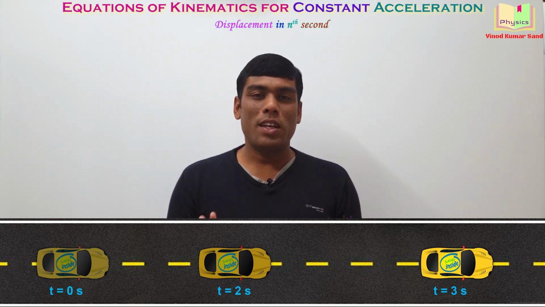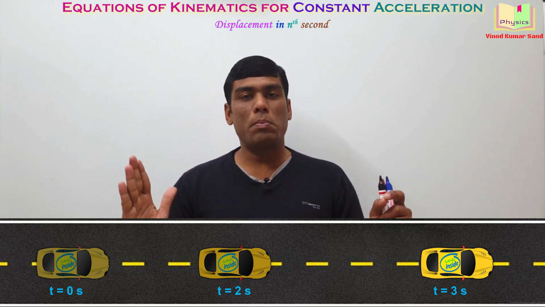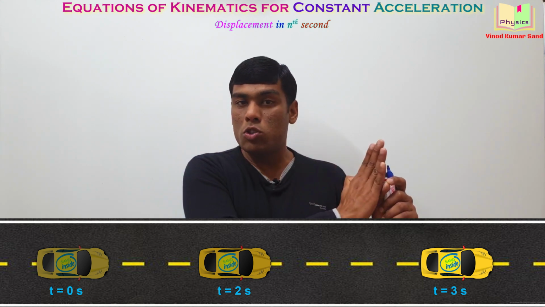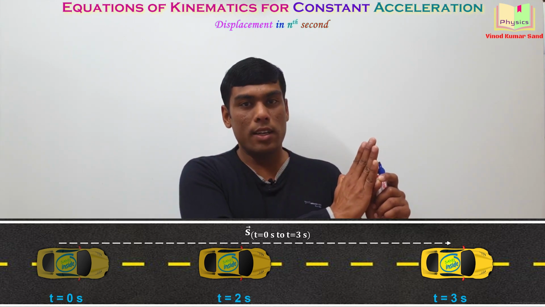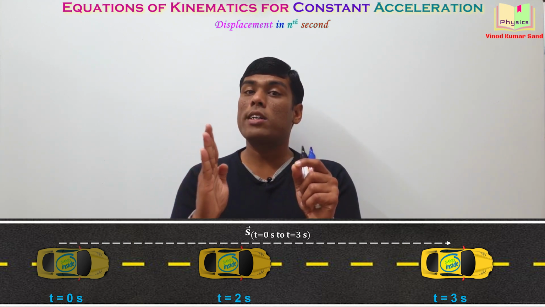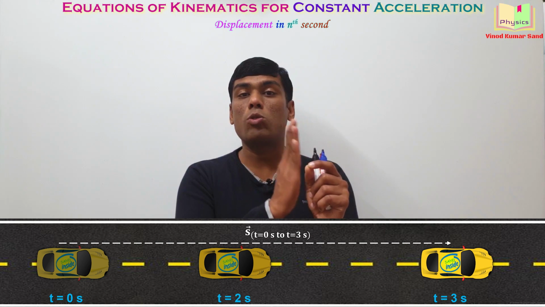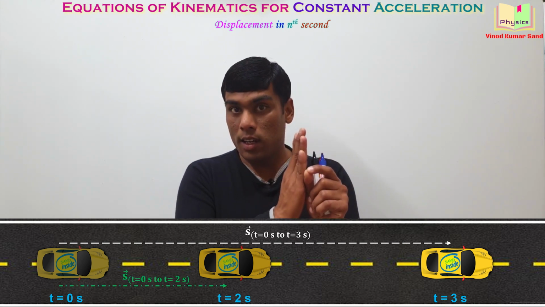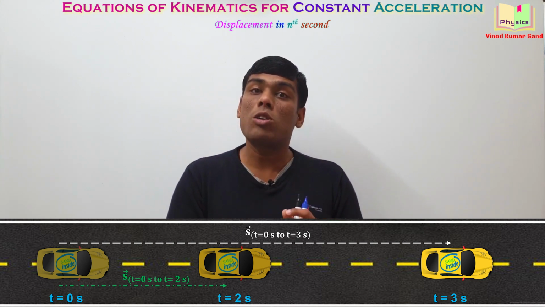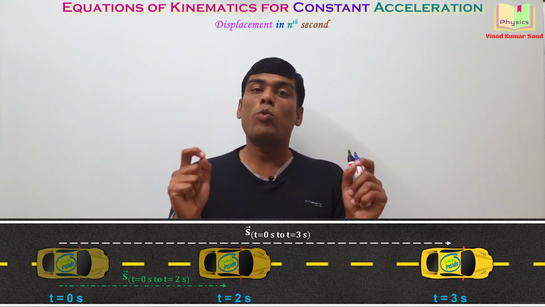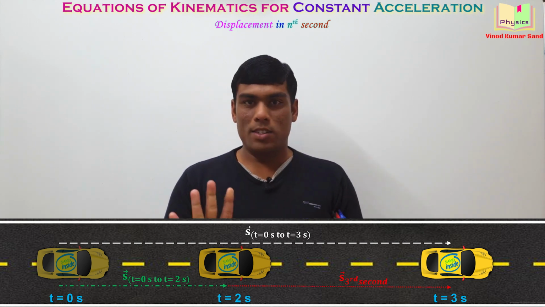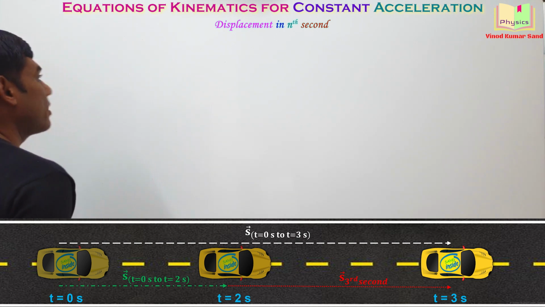It's simple actually. Use the equation s is equal to ut plus half at square and find the displacement of the car from t is equal to 0 to t is equal to 3 second. Getting it? Then again use the equation s is equal to ut plus half at square and find the displacement of the car from t is equal to 0 to t is equal to 2 second. Clear? Now subtract equation 1 and equation 2. Then you will get the displacement in the third second. Okay, simple calculation. So let's start it here.